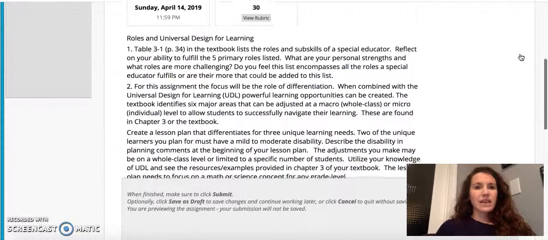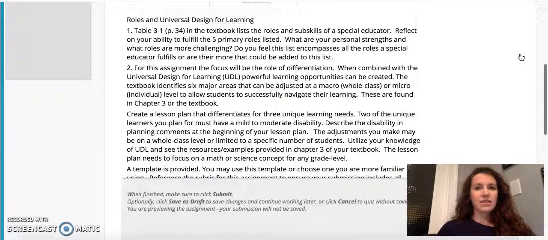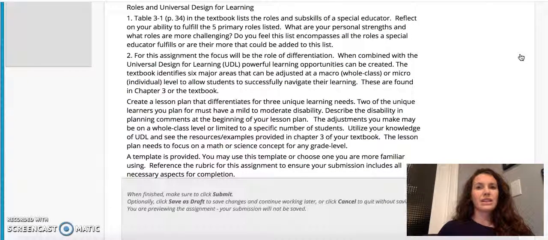Okay, so on Sunday, you have a 30-point assignment due, and you'll be looking at all the roles a special education teacher fills, and there are a lot of them. So reflect on your ability to fulfill the 5 primary roles listed. Which ones are your strengths, and which ones do you find most challenging? And then, do you feel that the list is all-encompassing of what a special education teacher does? And if you don't think it is, what could be added?